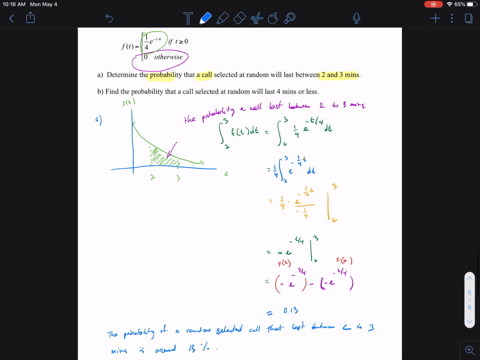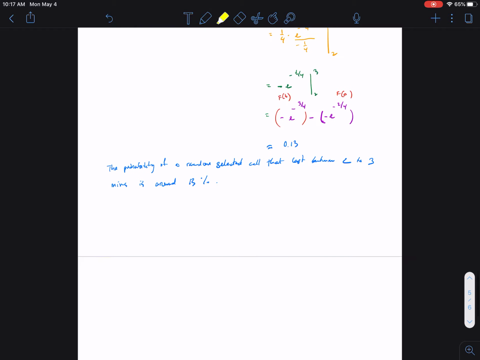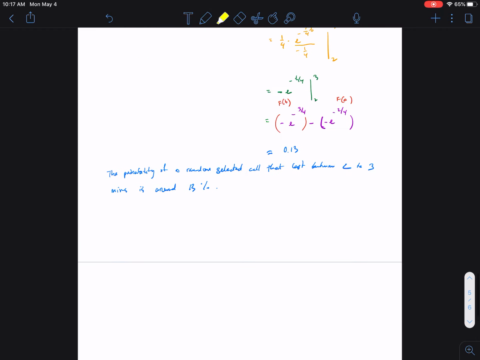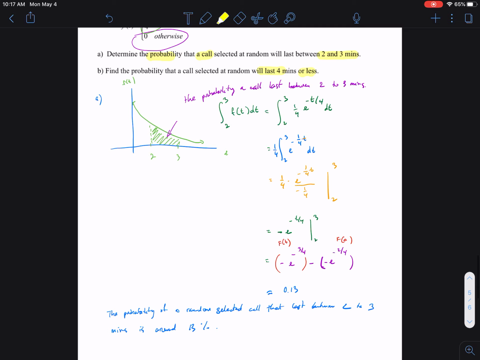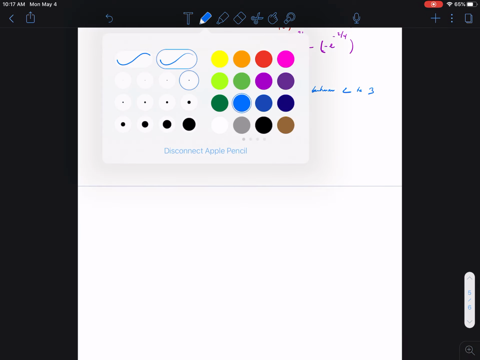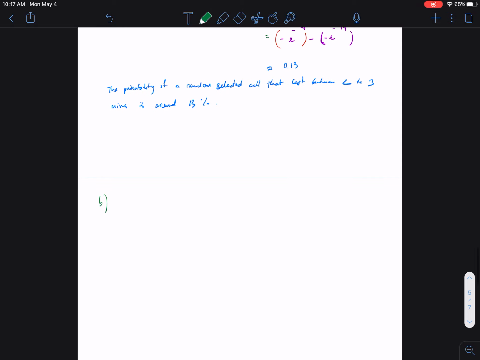Now moving on to part B, it is asking what is the probability that a randomly selected call will last 4 minutes or less. Let's go ahead and do that. That will be the integral from 0 to 4 of f of t dt, because it's saying 4 minutes or less, so we're just going from 0 to 4.